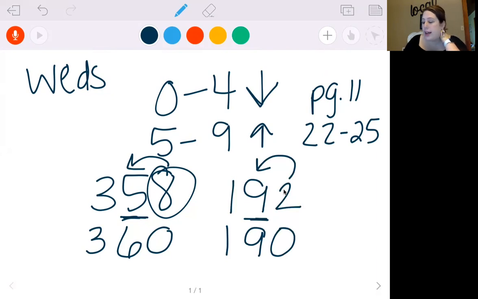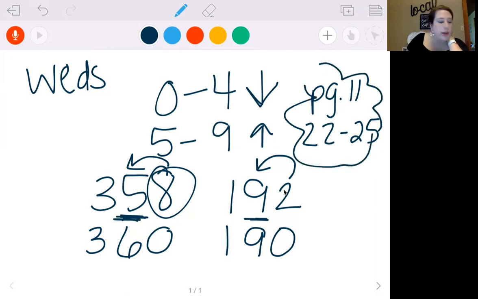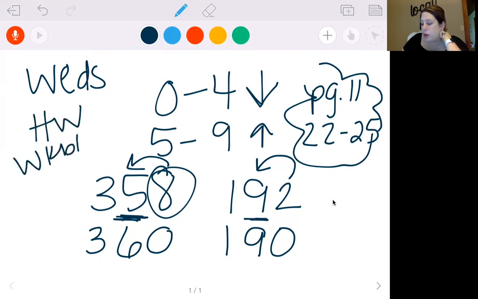Okay? So that's what you're going to do today. You're just going a little bit further into bigger numbers, but still looking at a place value in the tens. So classwork is page 11, 22 to 25, and your homework is going to be workbook page 8. I'm going to write that here. Homework is workbook page 8. Okay, so I'm going to stop our Wednesday video, and then I'm going to move on to Thursday. If you have any questions, let me know.